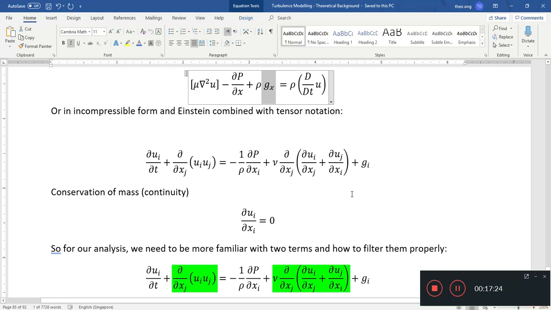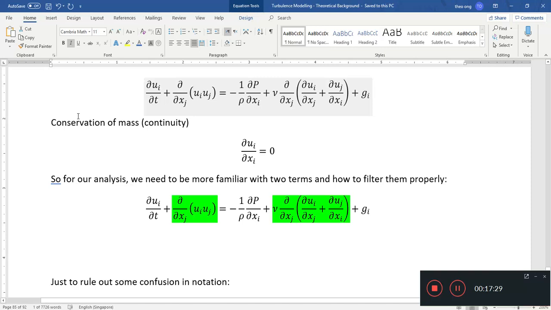So let's go step by step. This is the continuity equation. If you have a constant density, you'll just have this del ui del xi equals zero. Hopefully, you are already familiar with Einstein notation, so we don't have to worry about it. For our analysis, we need to be more familiar with these two terms and how to apply the filter properly.